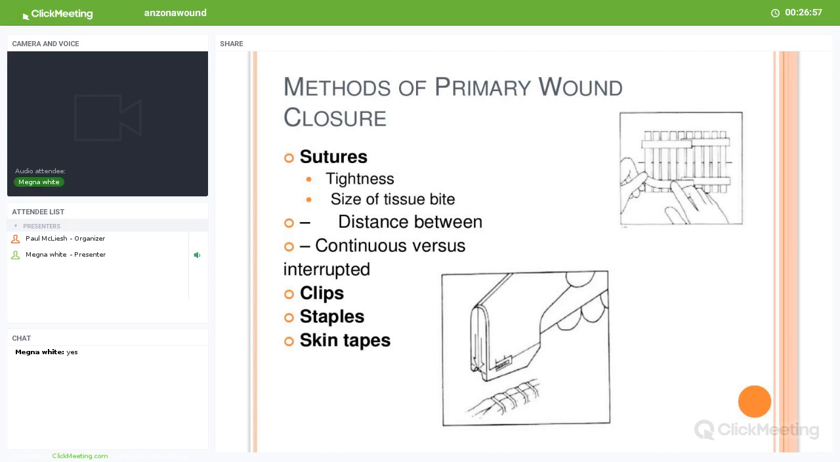When you look at the method of primary wound closure with sutures, it's how tight the sutures are, the size of the tissue. The distance between the sutures can also affect your wound healing, whether it's continuous versus interrupted. And then you've got your examples there of your clips, your staples, or skin tapes. Another common one is your glues, which is gaining popularity.